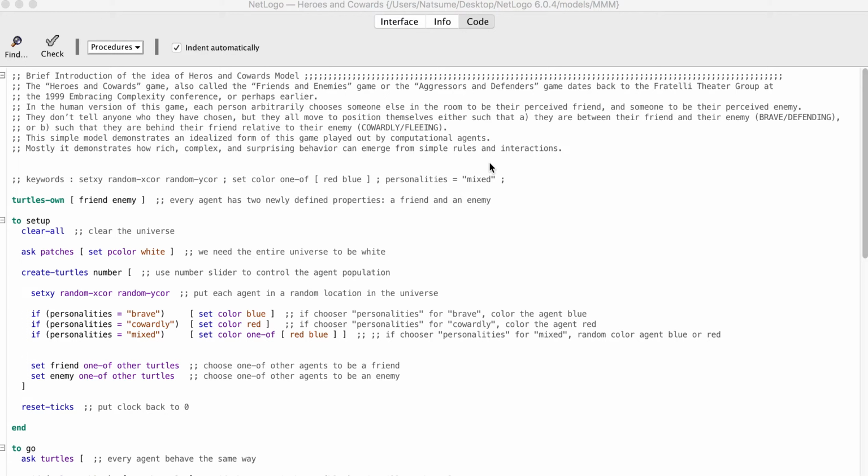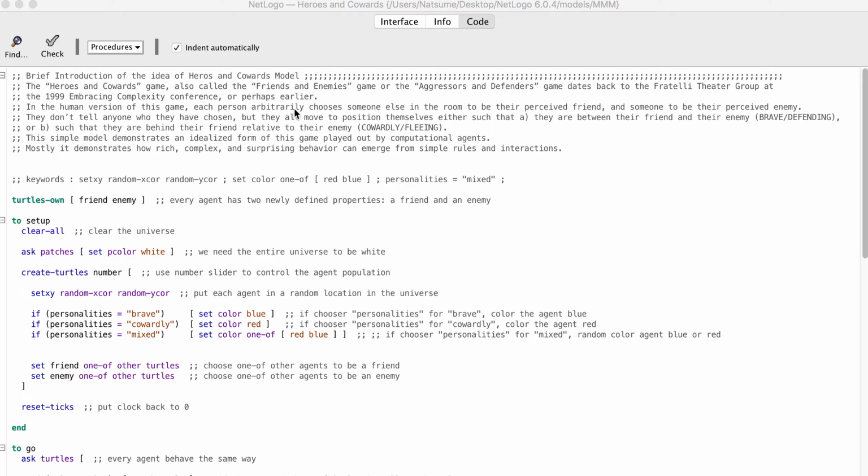In this video, I'm going to explain the basic rules behind the hero and the coward model. Basically, this is a game. Inside this game, we can set a specific number of agents or people who are playing the game. For example, say we have 68 agents, and we can set all the agents to be heroes or cowards or half heroes, half cowards.